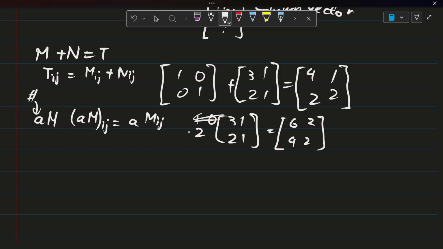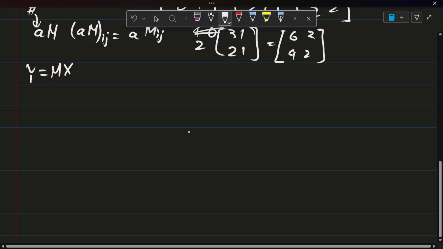Lastly, we will discuss multiplication by another matrix. So maybe M times X, and we'll denote this as Y. This might be hard to interpret, but this is the actual definition that I'll be giving you. So if Y and X are column vectors, we'll just assume these to be column vectors.